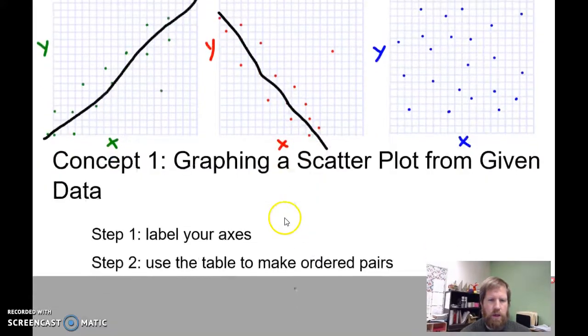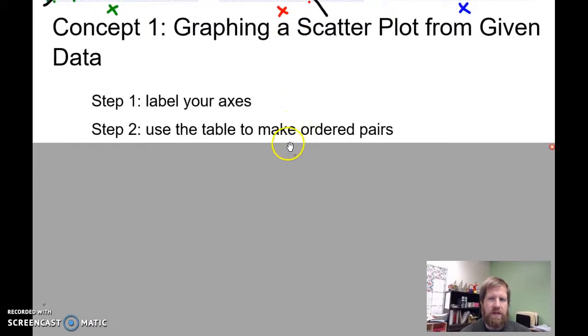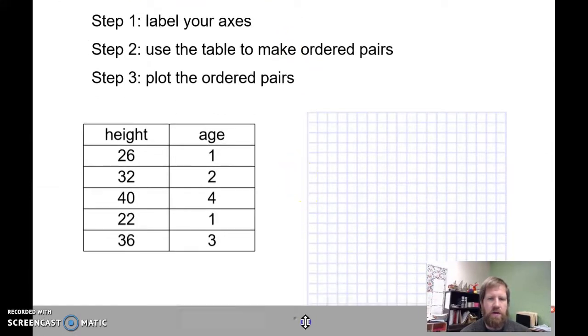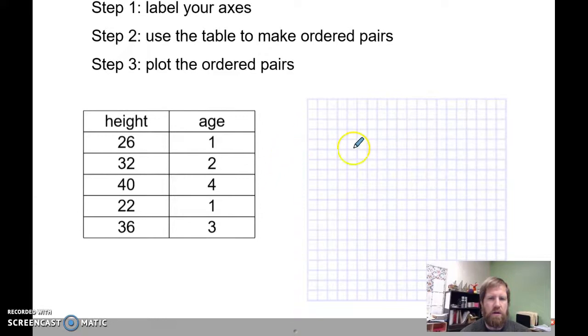Now, concept 1, graphing a scatter plot from given data. The first step whenever you are going to be graphing a scatter plot is to look at your data and label your axes. Think about which is going to be independent and which is going to be dependent. So I have age and height. Well, the height of someone is going to depend on their age. So age is going to be the independent variable, and height is going to be the dependent variable.